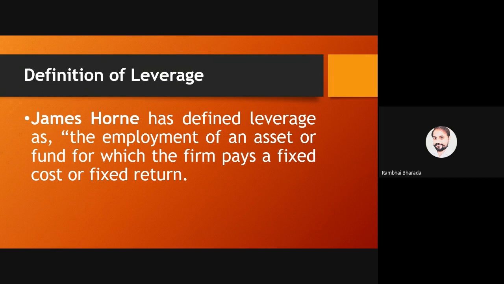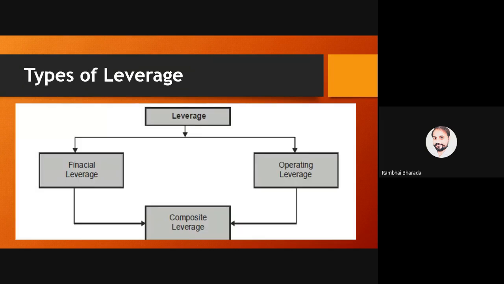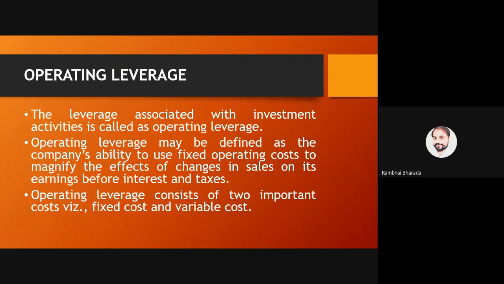Then after, we have seen the types of leverage. There are three types of leverage: first is financial leverage, second is operating leverage, third one is composite or combined leverage. And then after, we have started the discussion about number one, operating leverage. I think from this slide, our discussion is pending.